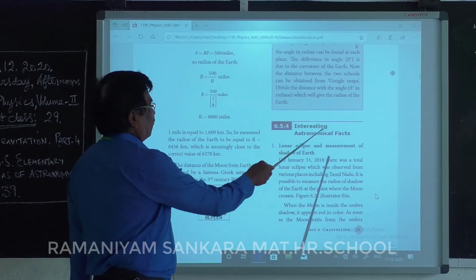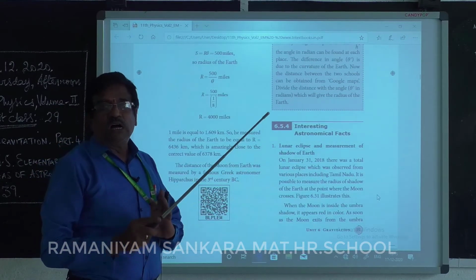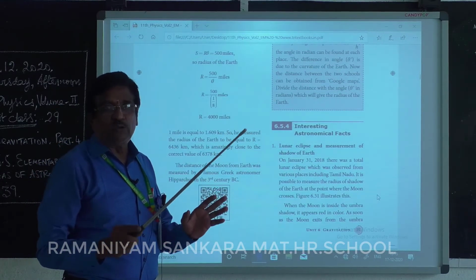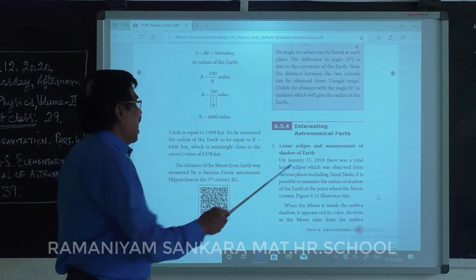Interesting astronomical facts. This is just to understand. When you read astronomy, you have a lot of things that will astonish you. That is called interesting astronomical facts.